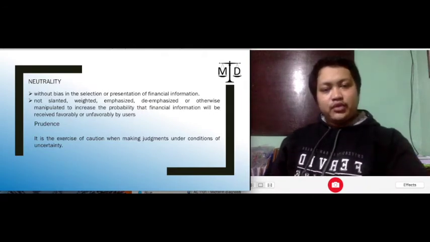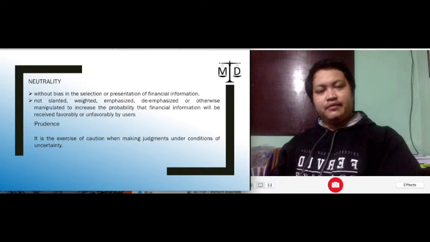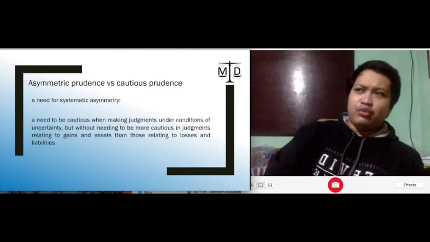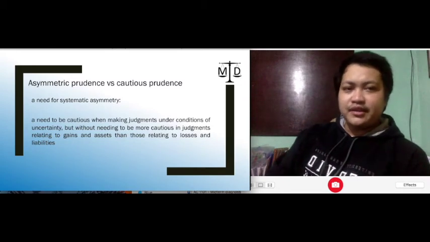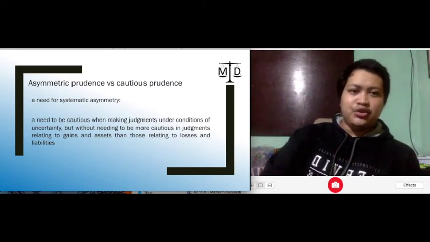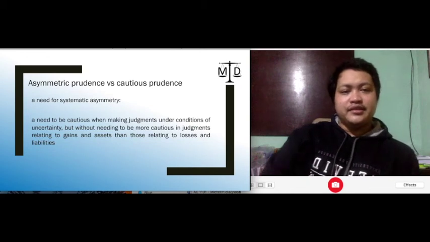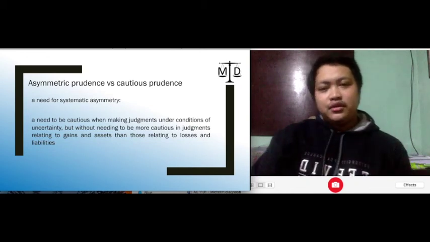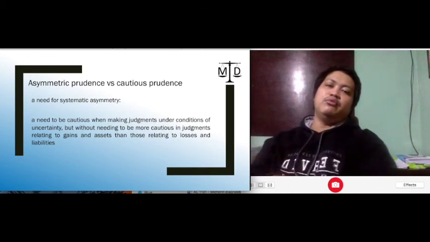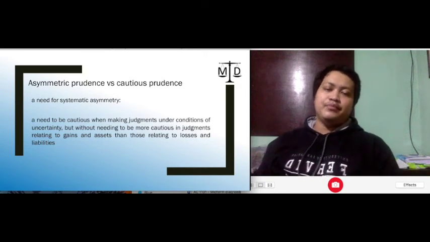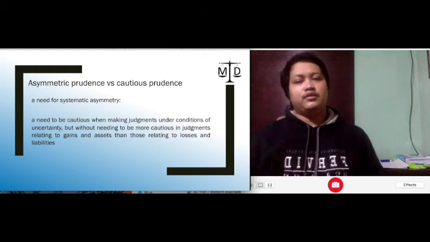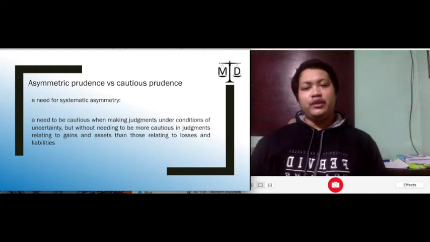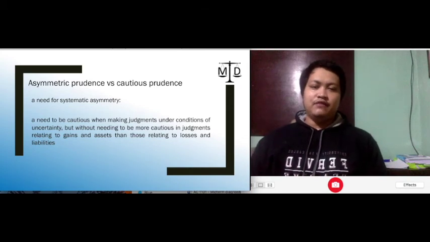So prudence is actually an interesting concept in the framework. Based on the old framework, prior to the 2010 version of the framework, prudence was actually given the same prominence as your neutrality, the same amount of emphasis as your neutrality. And I think it was the 2010 version that removed prudence from the framework. And prior to the 2018 version, there was actually a call to bring back prudence as part of the qualitative characteristics of a financial information.